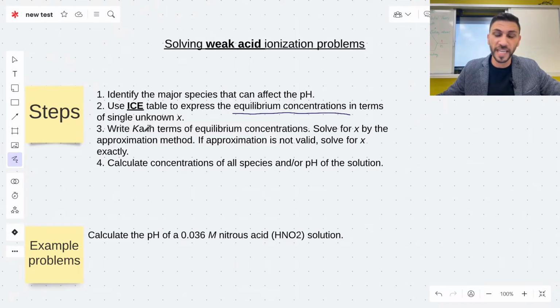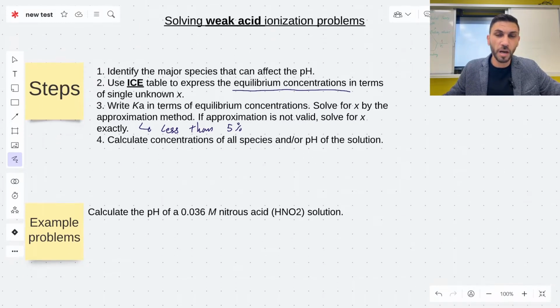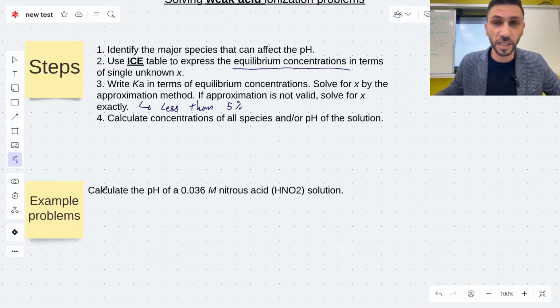Then we need to write the Ka, and then we need to measure or calculate the approximation, and I will tell you what the approximation is. Later on, you will find that it should be less than 5%, and you will understand it later. Number 4, we calculate the concentrations of all the species, as well as the pH and pOH of the solution. Let's implement those steps to calculate the following examples.